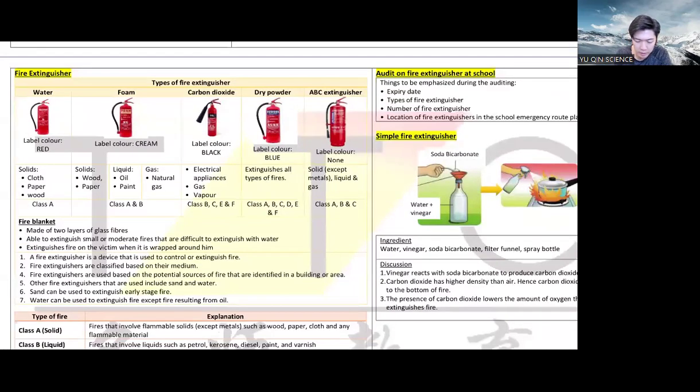Therefore, I think it will be easier to understand the types of fire, then we decide. So carbon dioxide, dry powder, and ABC are the best for all the classes. Basically, if you write dry powder, then you are right for every kind of fire.